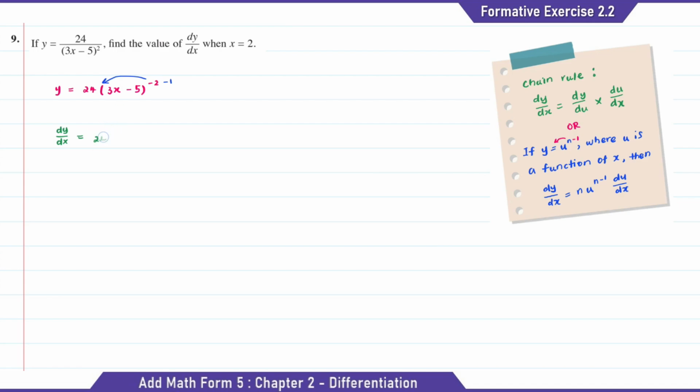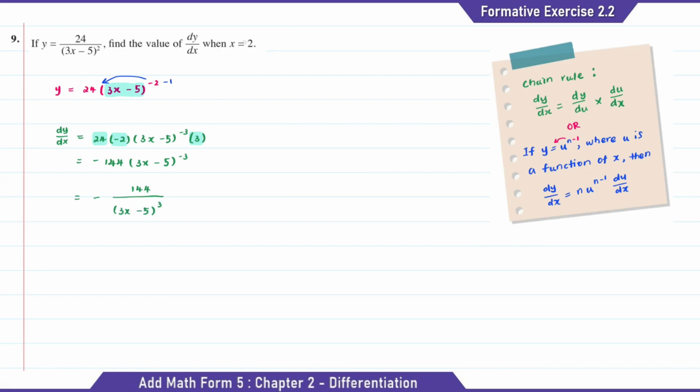Differentiate this, we're going to get 24 times negative 2, 3x minus 5 to the power of negative 3. Then differentiate the terms in the bracket, which is 3. Then multiply 24 with negative 2 and 3, which is equal to negative 144. I can also write this as negative 144 over (3x minus 5) cubed.